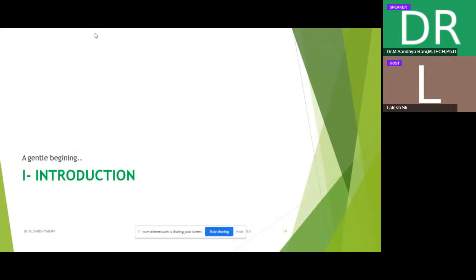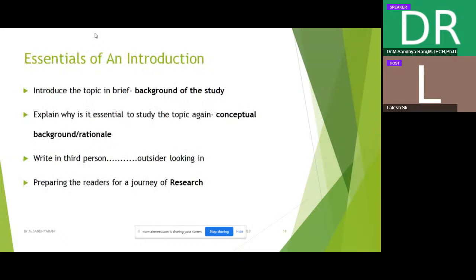After the abstract, we come to the introduction. Let us understand what an introduction should have in a research paper. What is an introduction? It is a gentle beginning. An introduction should be so interesting as if you are holding the hand of a reader and taking him in. You should be more into the paper, and then only you are the perfect researcher. So introduction is a gentle beginning.